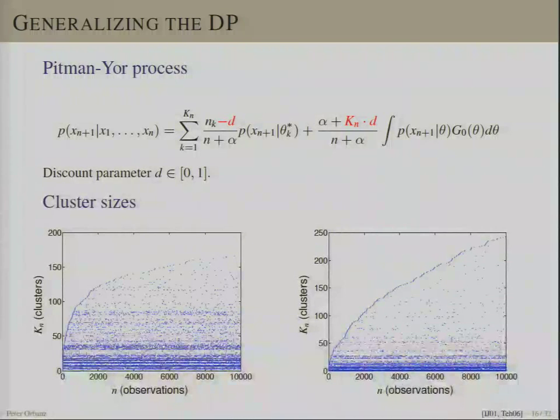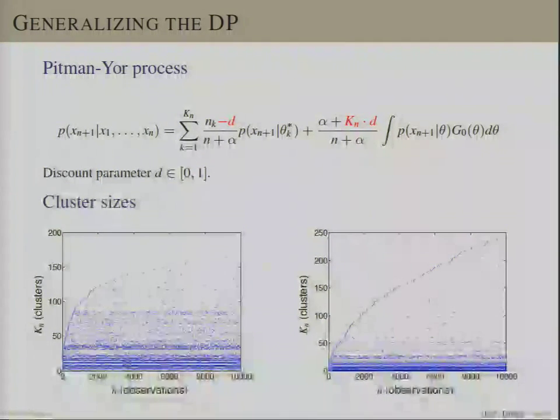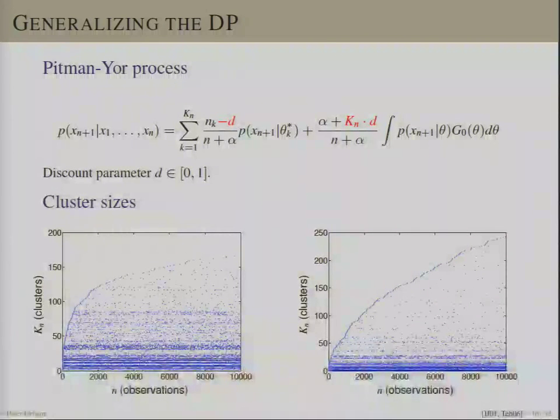And now I have changed it a little bit. And the result is something that is called the Pitman-Yor process, which is a generalization of the Dirichlet process. It contains the Dirichlet process as a special case. And I have marked the things that I have changed in red. So the black part here is precisely the Dirichlet process mixture.